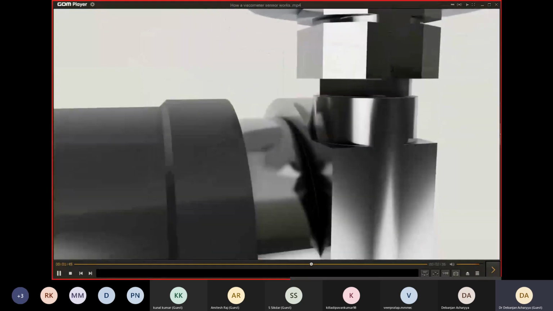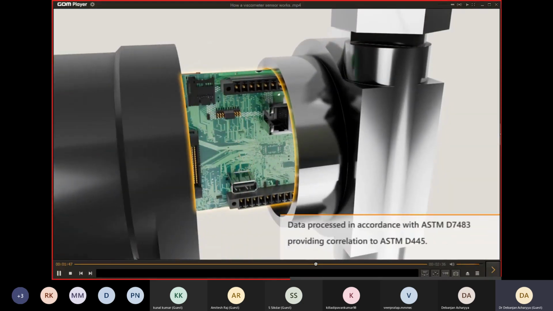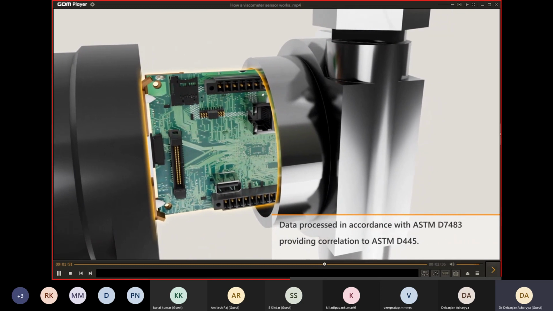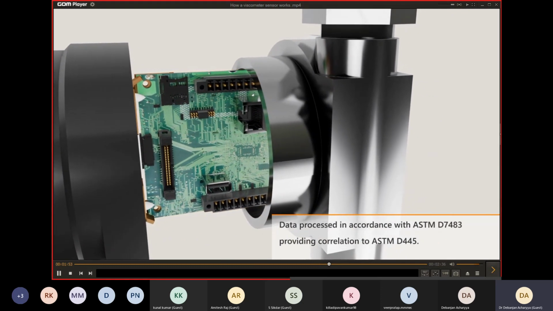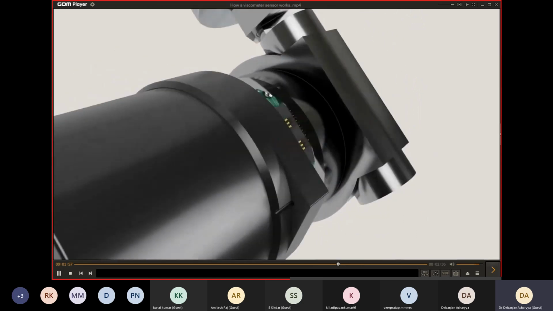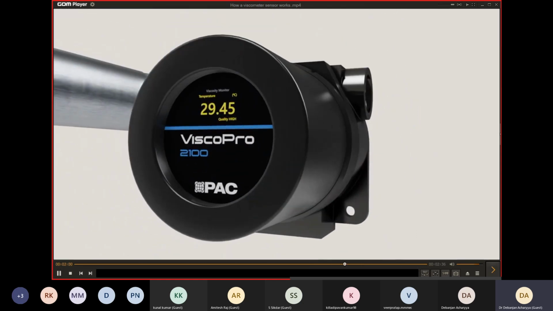Data from the sensor is processed in the electronics in accordance with ASTM D7483, providing correlation to ASTM D445. Measured data is displayed directly on the analyzer.